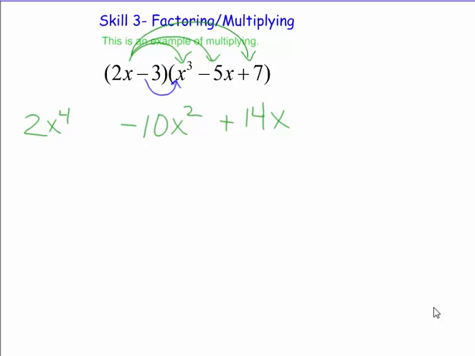Negative 3 times x cubed is negative 3x cubed. I put it right here, right where the x cubes would go, except I don't have anything. And then I have a negative 3 times a negative 5x, and that's a positive 15x, not an x squared, don't put it there, positive 15x. Line it right up under the other x term, and then negative 3 times positive 7 is negative 21.